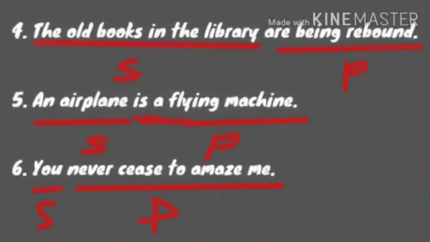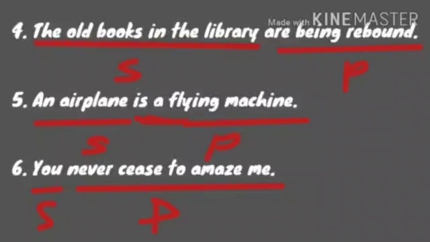Now let's see another sentence. The old books in the library are being rebound. Now what is the subject here? The old books in the library. Who or what are we talking about is the subject. So we are talking about the old books in the library. So that is the subject. And what is the predicate? Are being rebound. What is being done to the subject here? They are being rebound. So are being rebound is the predicate.